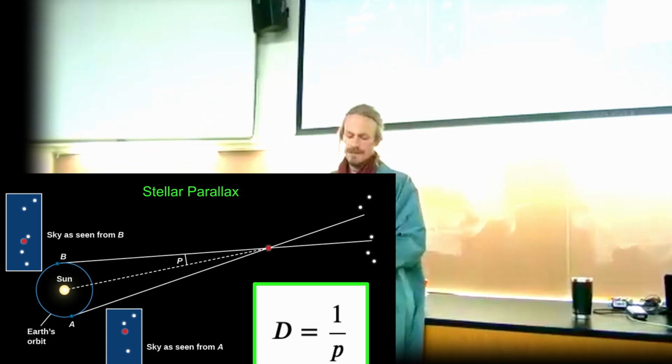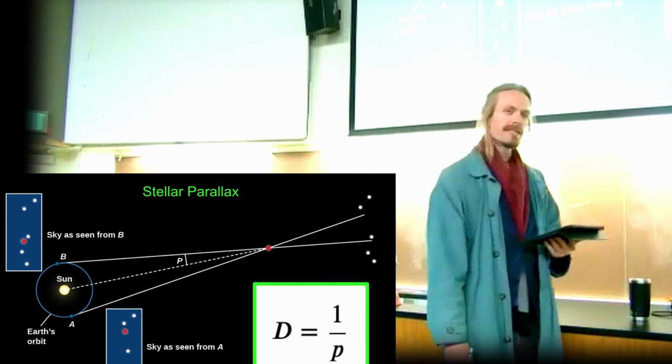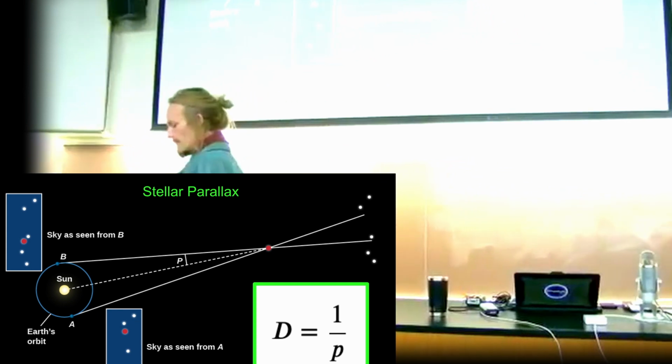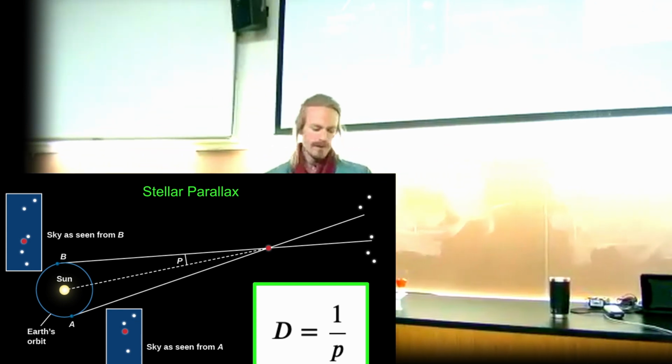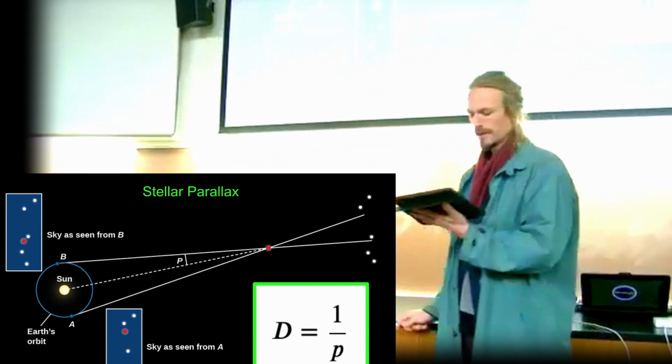It's in your textbook, so don't worry about it. But the cool thing is that with just a little bit of this basic Pythagorean trigonometry, you're able to pull out this relationship where your distance is equal to 1 over the parallax separation, right?